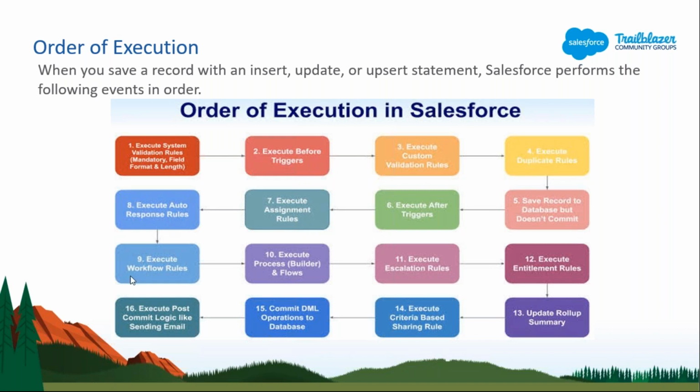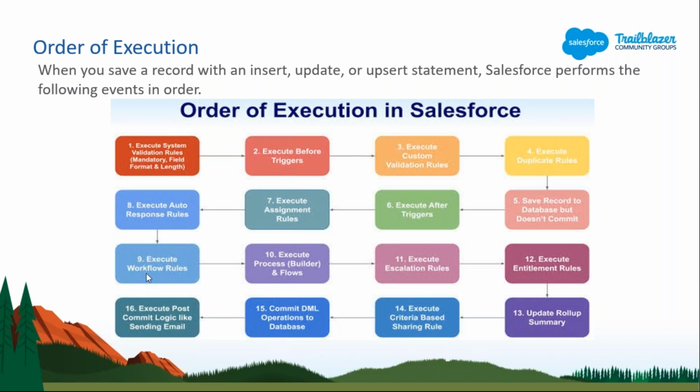Then again it will come. Now if this workflow rule has fired once, and it is coming the second time, then it will not go here. It will now go to this 10th. So it will stop here. It will not fire again. It will go and check the process builder.